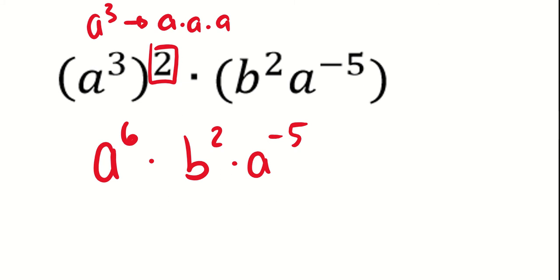I can use the commutative property, or I can use the associative property and associate some of these things differently. But what I'm choosing to look at is the fact that I've got a to the 6th power times a to the negative 5th, which would just be a to the 1st power. So my answer, the most simplified version of this expression, would be a times b squared. So that's my answer for part a: a times b squared.